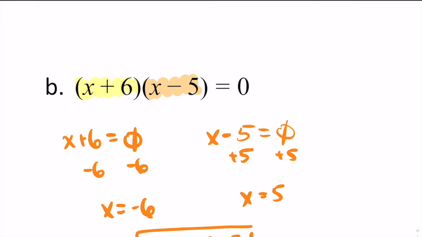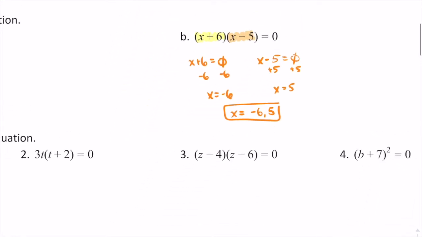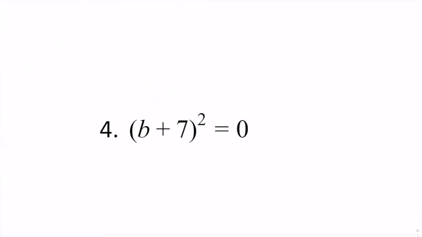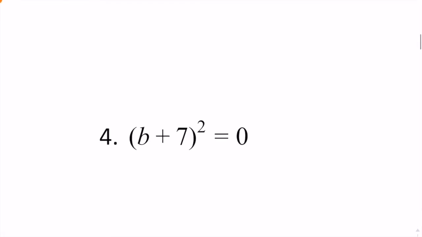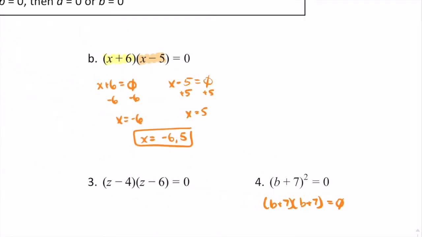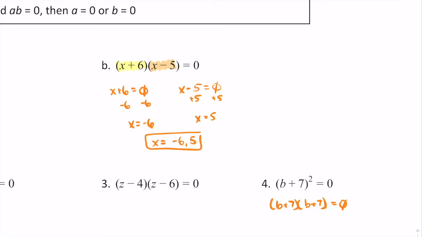So why don't you guys try these next 4 on your own? Okay, be careful with number 4. Rewrite this in expanded form, right? Expanded form is, if I have b plus 7 squared, that's saying b plus 7 times b plus 7 equals 0, and then from here figure out what b is going to be equal to. For that one you'll only have one solution and you'll see why.